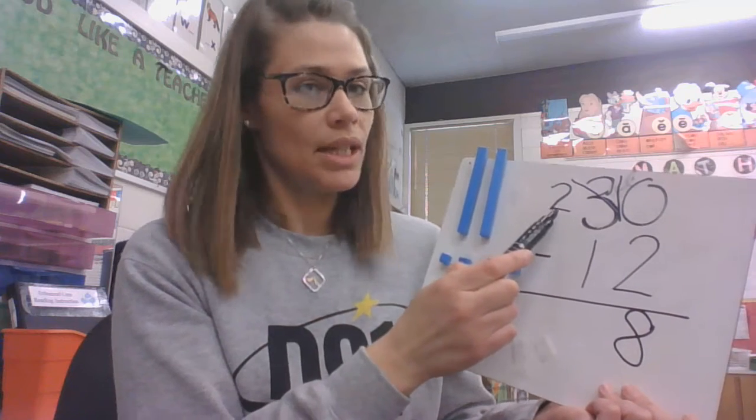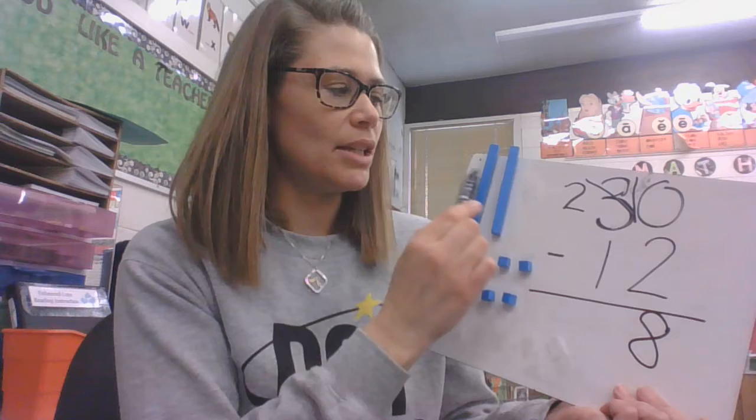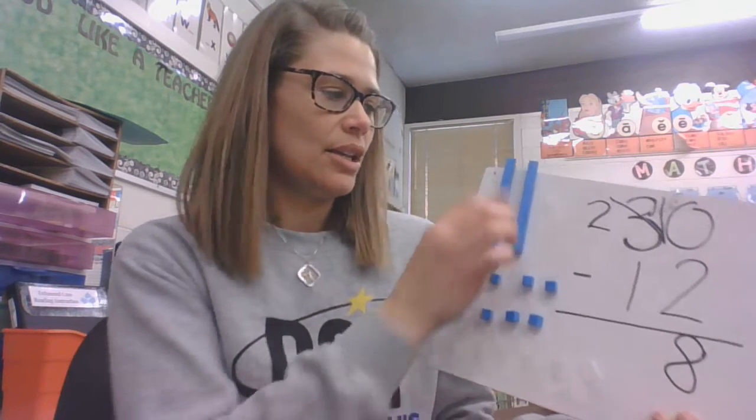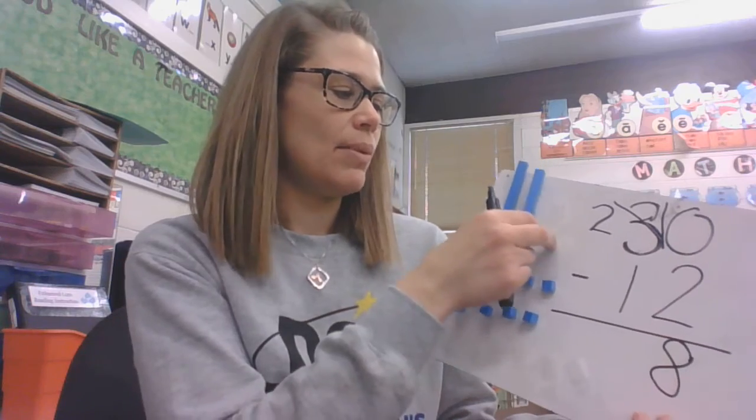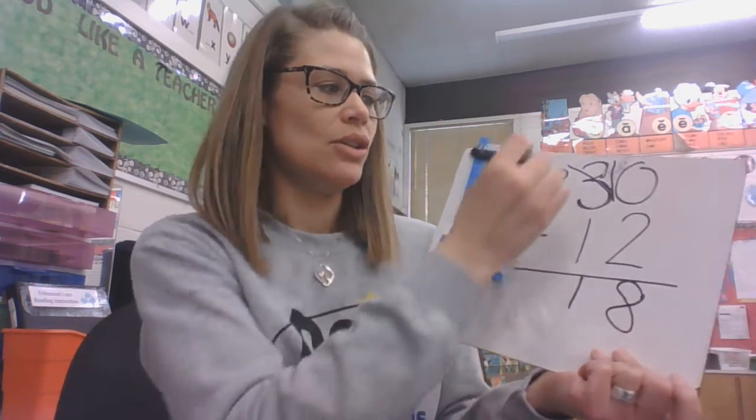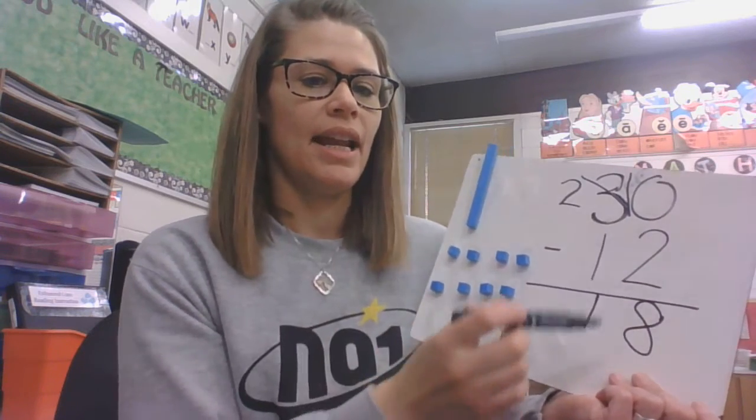Okay, now let's hop on over to our tens. I only have 2 tens left because I took that one away so I could trade it in for my ones. So I've got my 2 tens, and I need to take away 1 10. So I've got 2 tens, take away 1 10, leaves 1 10 left. So 30 minus 12 equals 18. All right, let's try one last problem, and then you guys can work on your worksheet.